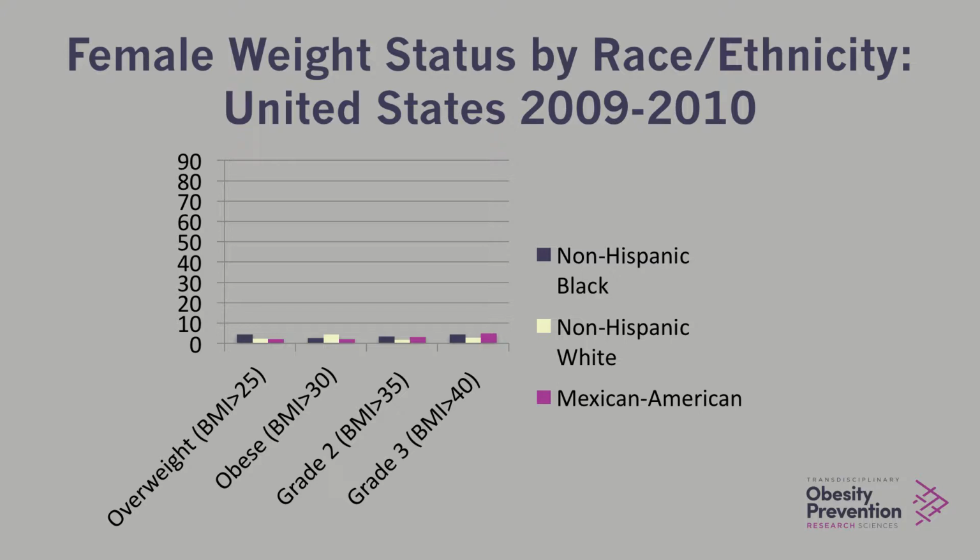are classified as overweight. Nearly 50%, or a little over 50%, actually fall into the obese category. This exceeds the prevalence for both non-Hispanic white women as well as Mexican American women. What's particularly concerning is the prevalence of class or grade 3 obesity, or BMI over 40. Almost 20% of non-Hispanic Black women actually have a BMI over 40 or fall into that grade 3 obesity category.